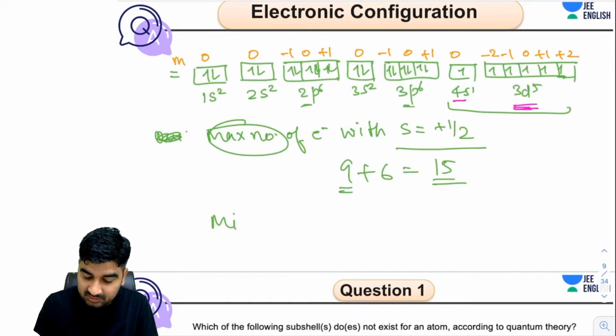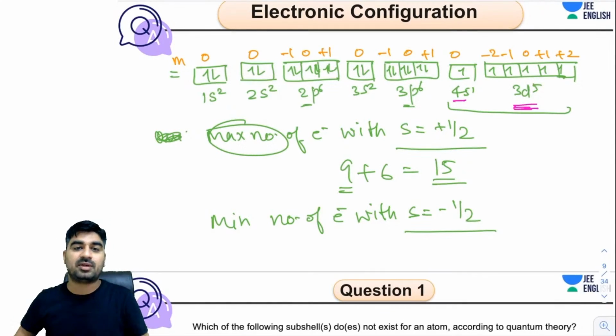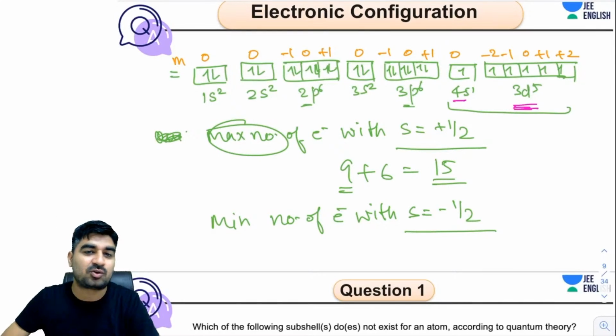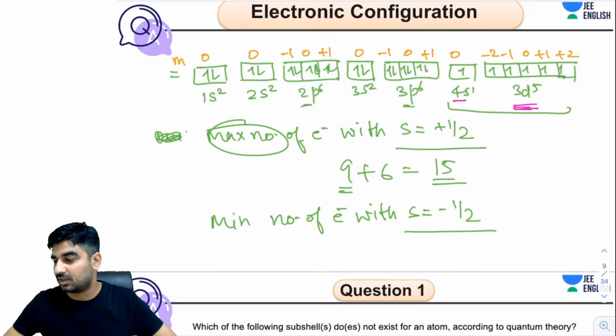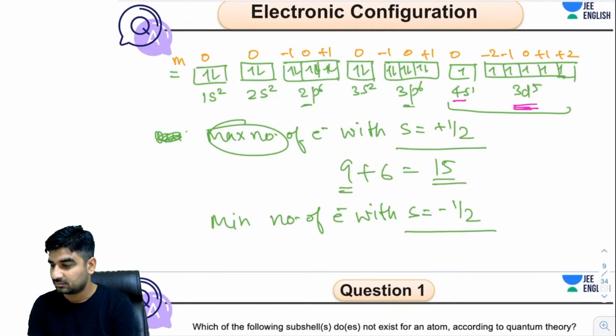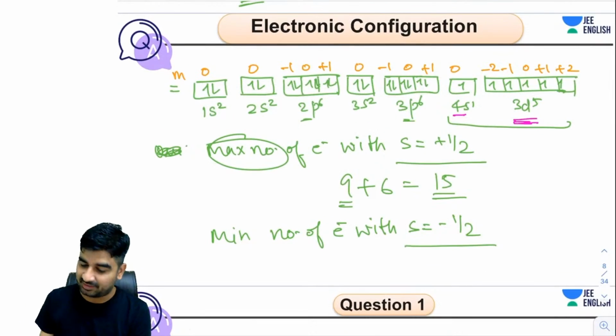Similarly, if I ask the minimum number of electrons with spin equal to minus half, now tell me the minimum number of electrons with spin equal to minus half. Now tell me, yes Sharavati, ready? Tell me. Ritvik, Shiny, 9, 9. Yes, you guys are awesome. 9. It's correct.